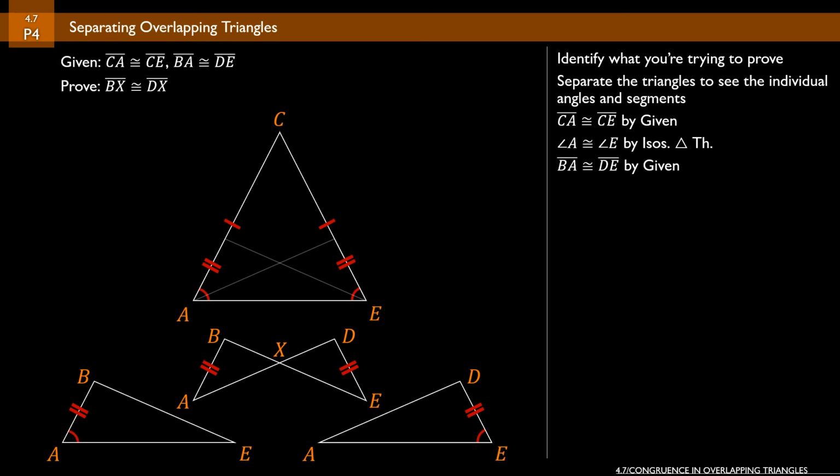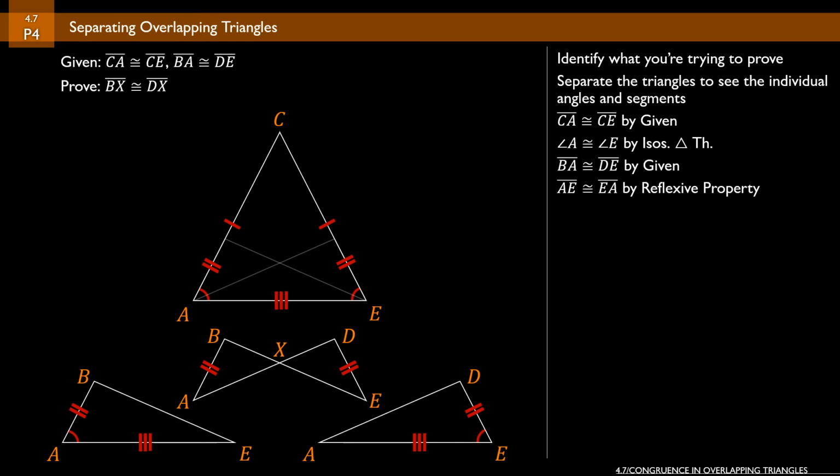Then we already know that since AE is a part of the original diagram and the two smaller ones at the bottom, that segment AE is congruent to segment EA by the reflexive property. So what we've just done is we've proven that the two triangles at the bottom of the diagram are now congruent. Now we're looking to see if we can prove that BX is congruent to DX.